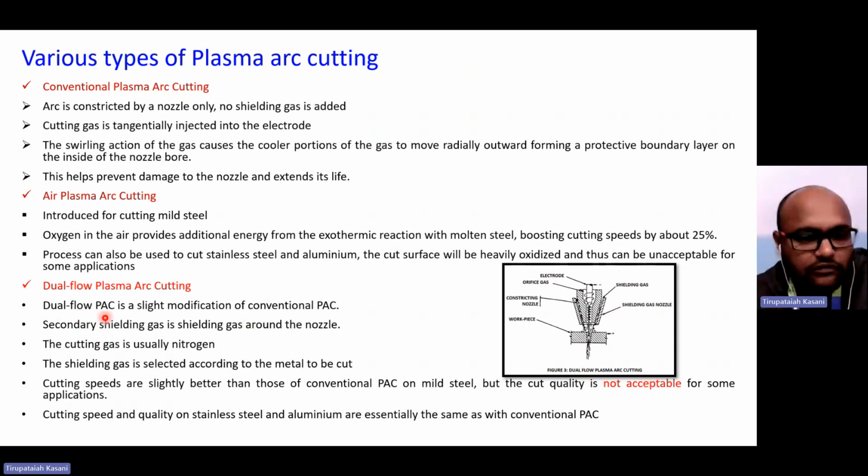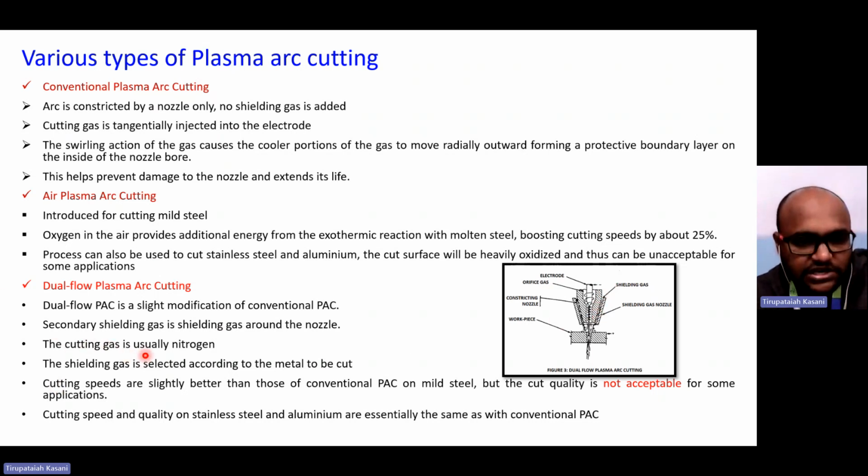Dual flow plasma arc cutting is a slight modification of the conventional arc cutting. In the conventional one, the arc is constructed between a nozzle only, with no shielding gas. But here, there is a shielding gas outside, and the orifice gas or cutting gas. In the conventional one, the arc is constructed between the nozzle and the workpiece. But here, the arc is constructed between the electrode and the workpiece. Here the cutting gas or orifice gas is used, and in the outer annular space, the shielding gas is used. These are the differences.